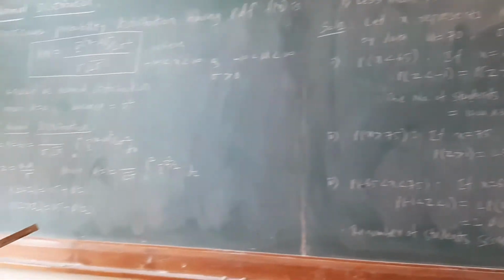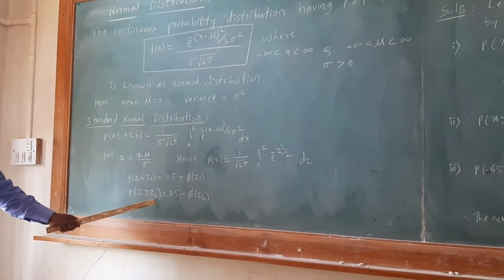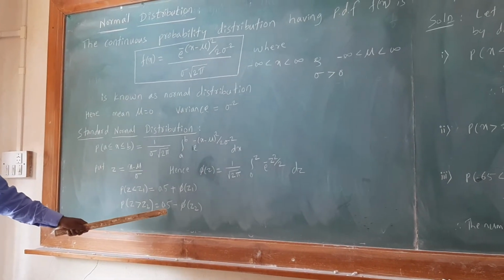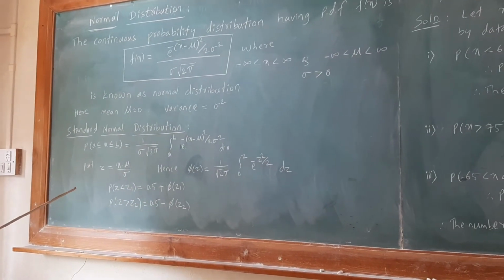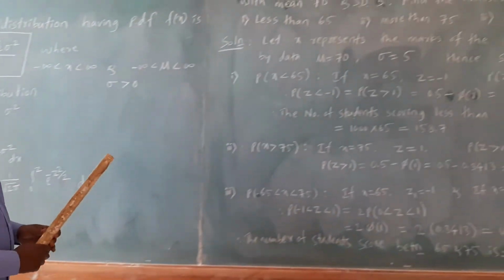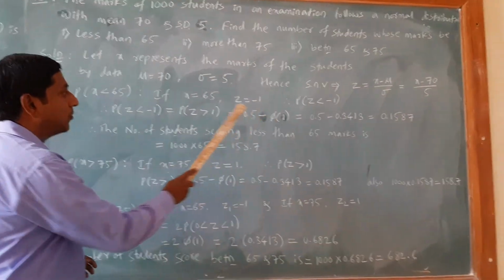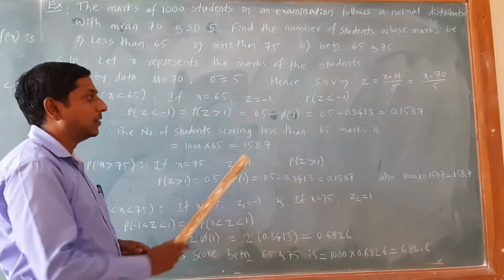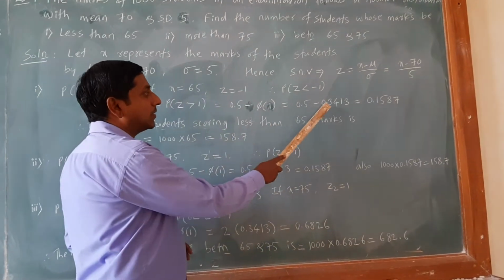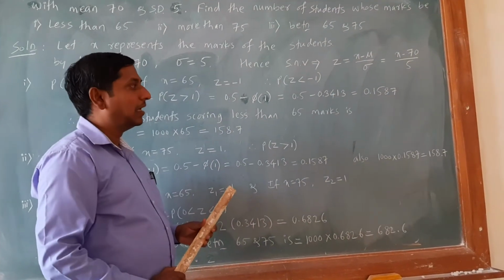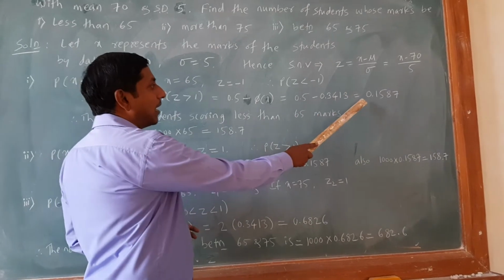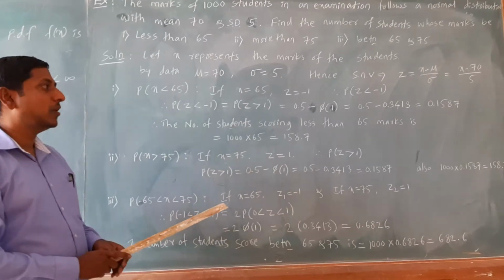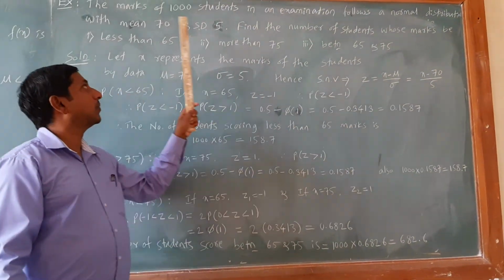So greater than 1 means it is in the form of z is greater than z1 form, so the condition is 0.5 minus phi of z2. Using this 0.5 minus phi of z2, our z2 value is 1. According to the normal distribution table, the value of phi of 1 is 0.3413, and after simplifying, it gives the answer as 0.1587.